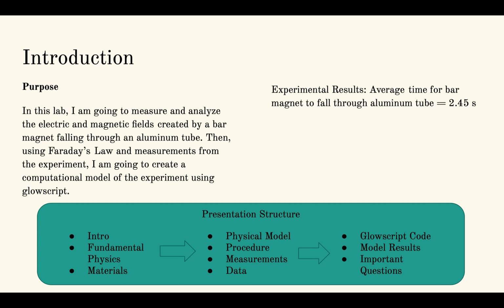So, introduction. In this lab, I'm going to measure and analyze the electric and magnetic fields created by a bar magnet falling through an aluminum tube. Then, using Faraday's law and measurements from the experiment, I'm going to create a computational model of the experiment using GlowScript. And on the right, you can see the experimental results, and you can see that the average time for a bar magnet to fall through the aluminum tube was 2.45 seconds. And at the bottom, you can see the structure of the presentation.